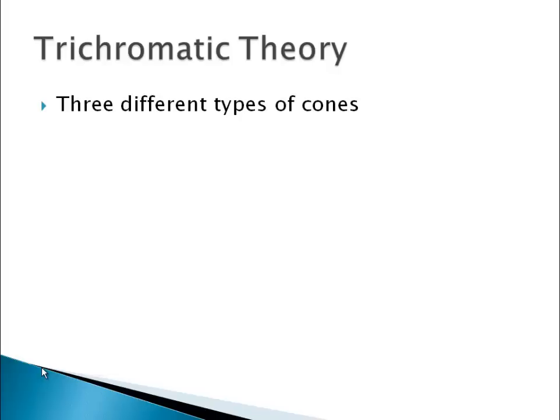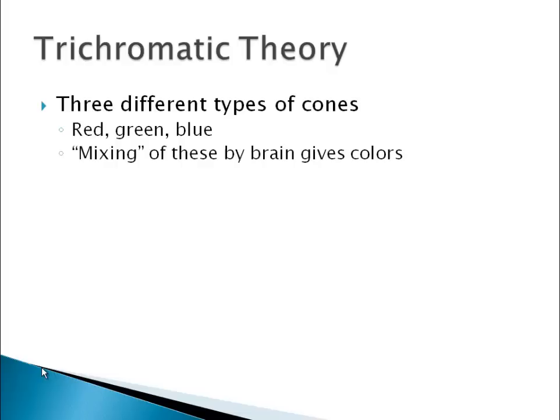Now, the three different types of cones we have are red cones, green cones, or blue cones. Or actually, they should be called cones that are sensitive to red wavelengths of light, or wavelengths of light that correspond to us seeing red. It gets complicated. Cones that are sensitive to green light, cones that are sensitive to blue light. Now, the idea is that with these three colors, when they are mixed and matched, we can get every other color in the color spectrum.